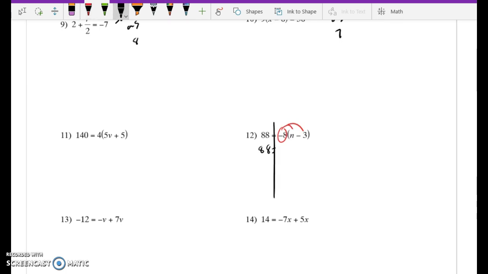That gives you 88 equals negative 8n plus 24. Sorry, scratch that. We subtract 24 from both sides to give you negative 8n equals 64. You divide by negative 8 to give you n equals a negative 8.